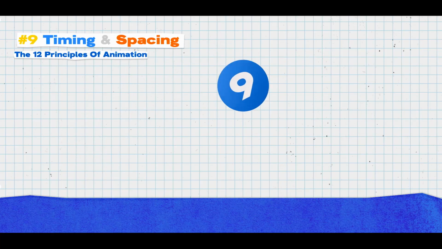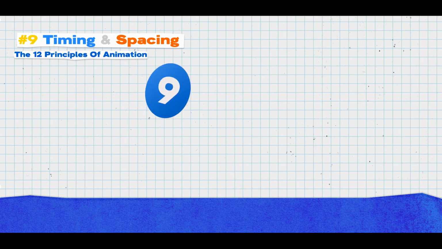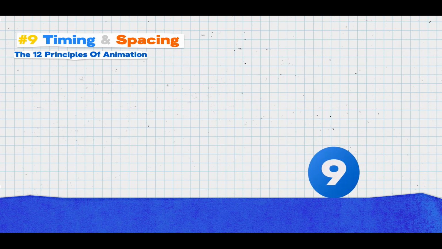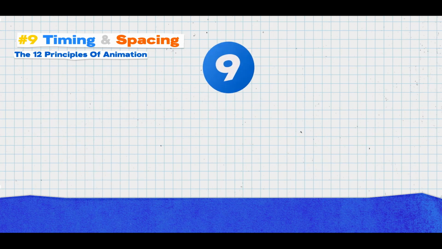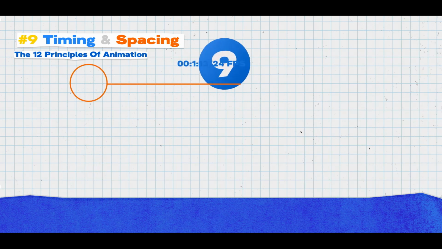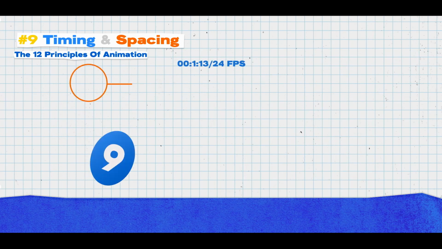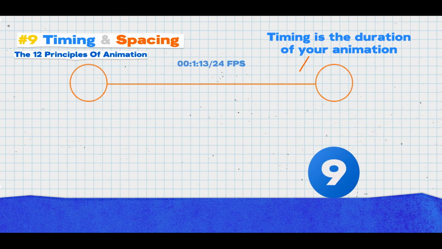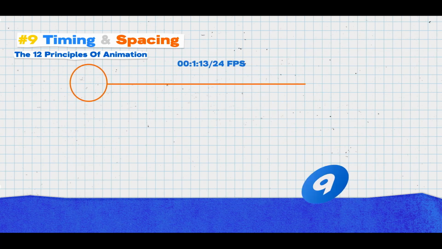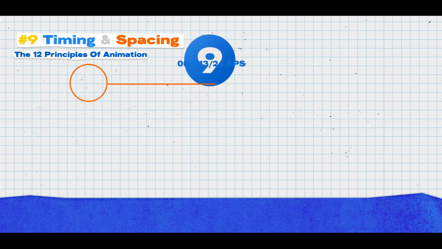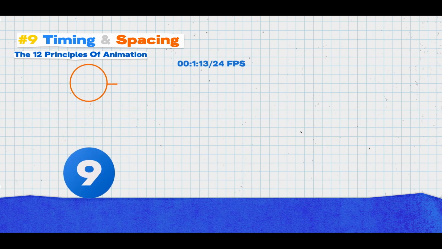So once again, just to demonstrate what timing and spacing is, I have created a very simple ball bounce. And if I were to demonstrate through a diagram what timing is in this animation, I would show it a little bit like this. You see the line demonstrates the amount of time that it took for the ball to go from left to right. And I've done the math for you and it is actually taking 1.13 seconds, which is the setting for this animation. So that is timing for you.